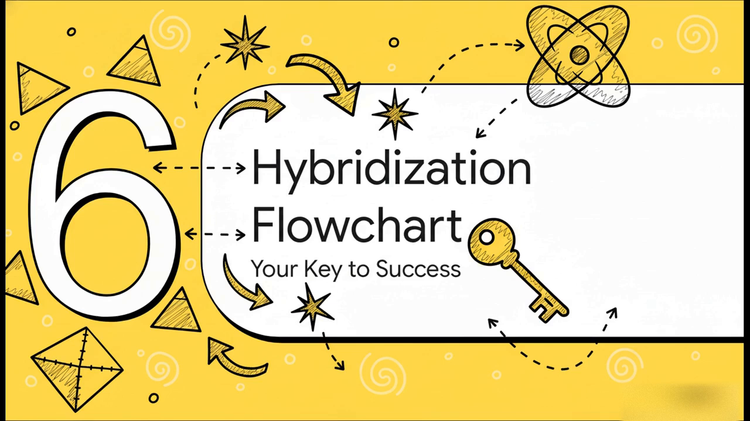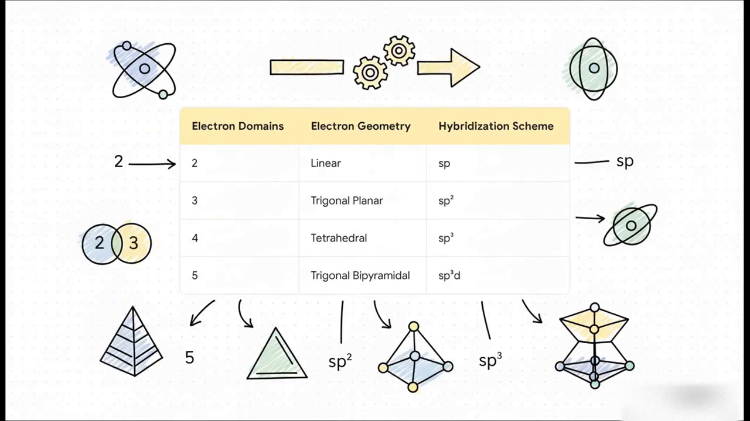This really is your key to success. Here it is, your quick reference guide. Just look at the direct link in this table. The number of electron domains dictates the geometry, and the geometry, in turn, dictates the hybridization. It's a straight line. 2 domains will always be sp. 3 domains will always be sp². 4 will be sp³, and so on. This table is your best friend for any hybridization problem.